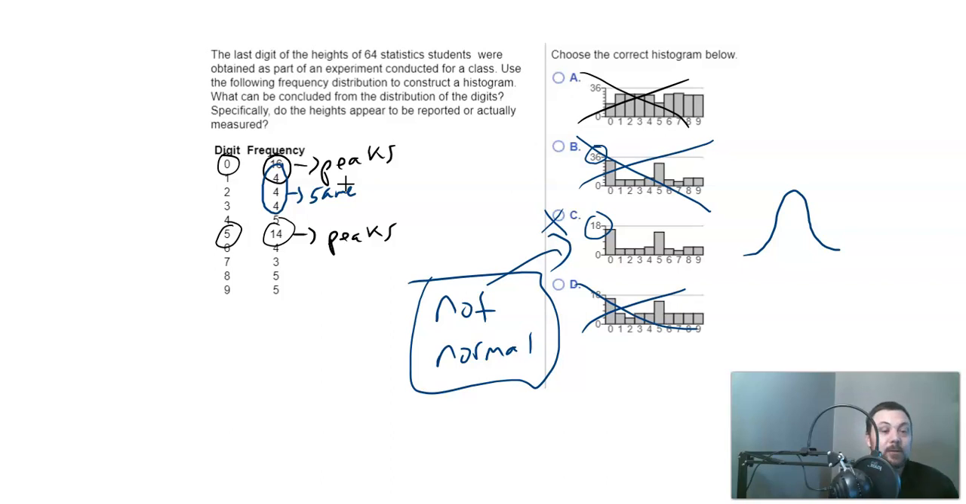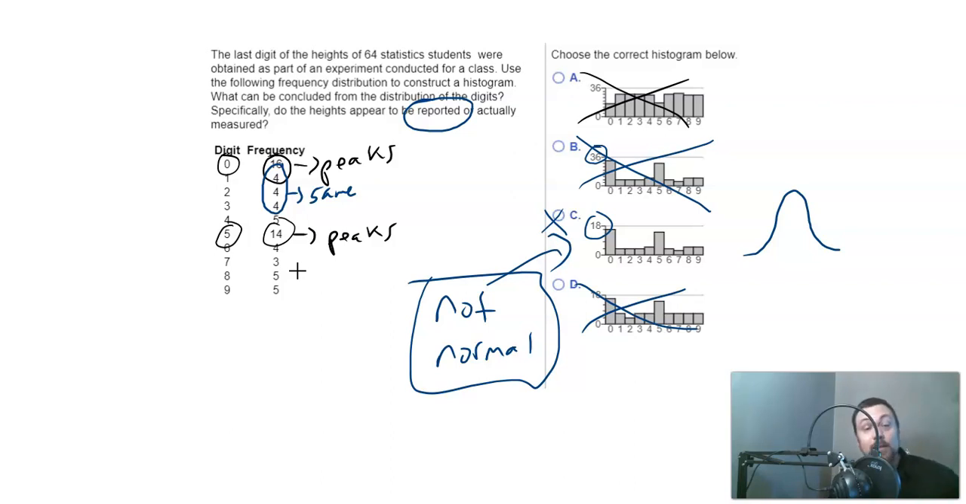So because the peaks are at 0 and 5, and maybe I'm belaboring the point here, maybe I should have just stopped 5 minutes ago, but it appears the heights are reported. If people are just going to use 0 and 5 as the last digit, those are values you would expect people to use if they were being imprecise and casual, giving their approximate height rather than their precise height. If it was precisely measured, you would expect the values to be evenly distributed for the last digit, not with peaks at 0 and 5. So that would be the short way of interpreting or answering that question and interpreting the data.